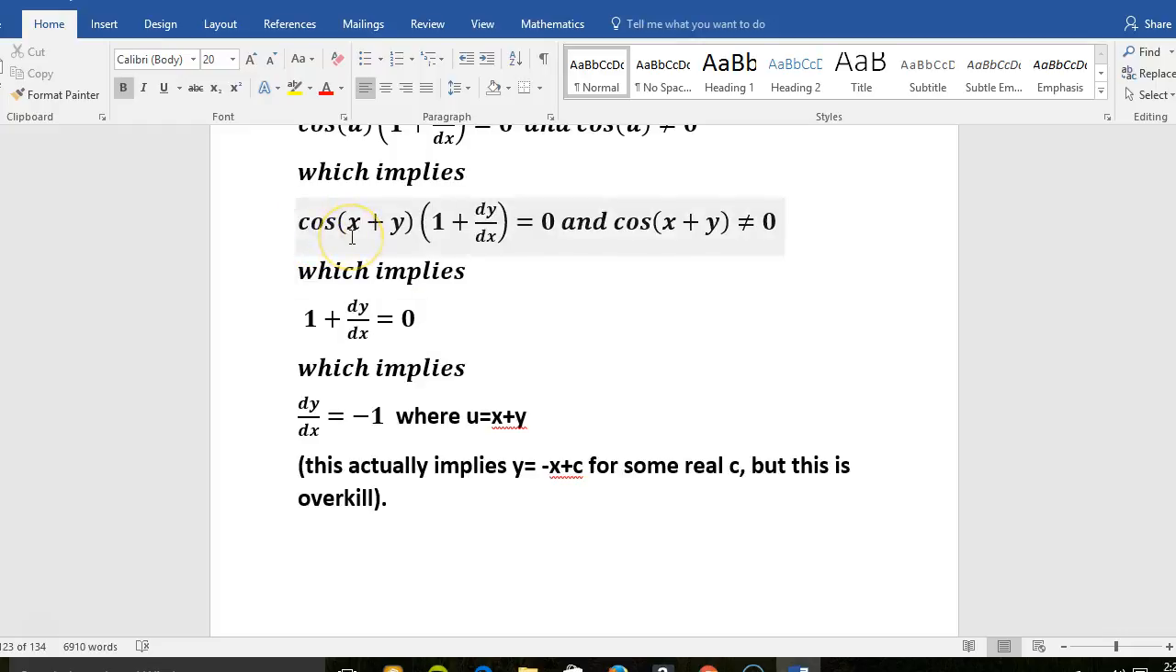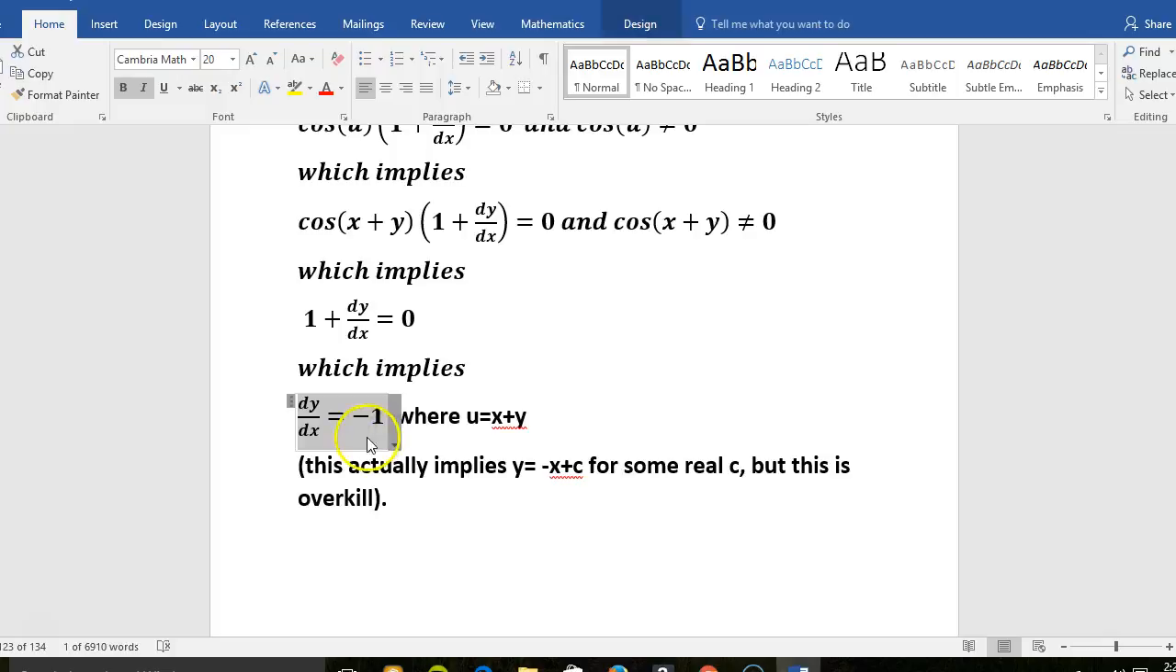Now guys, remember, x plus y is not completely arbitrary. x and y have to be such that x plus y is a number whose sine equals 1/5. They're pretty restrained. With that restraint in place, we were able to get 1 plus dy by dx equals 0. Subtract 1 from both sides, and dy by dx equals -1. It turns out, when we do the antiderivative later, that this actually implies y equals -x plus c for some real number c. But this is overkill. All we were asked to find was dy by dx, and we've done that.